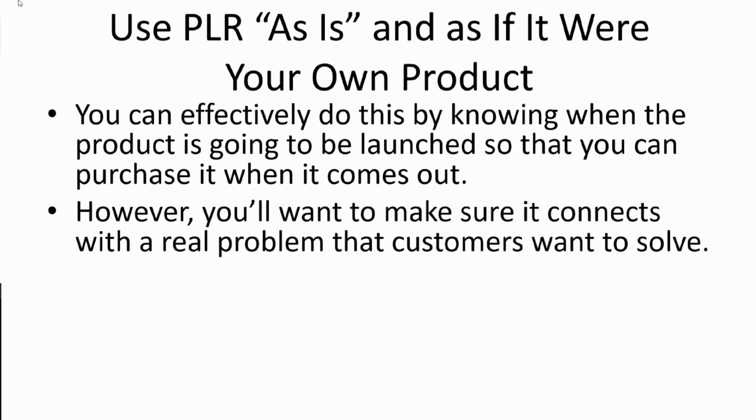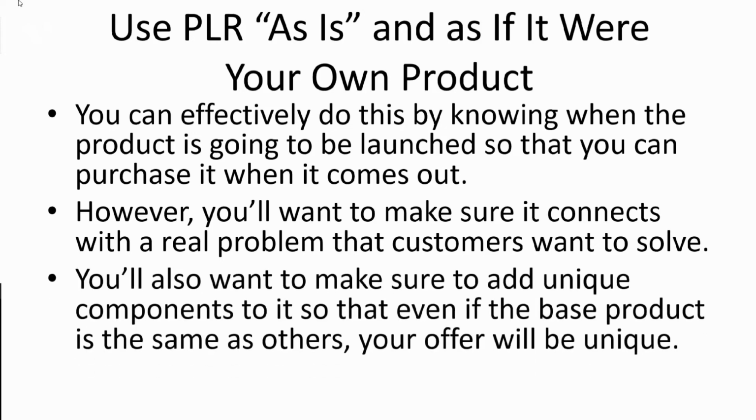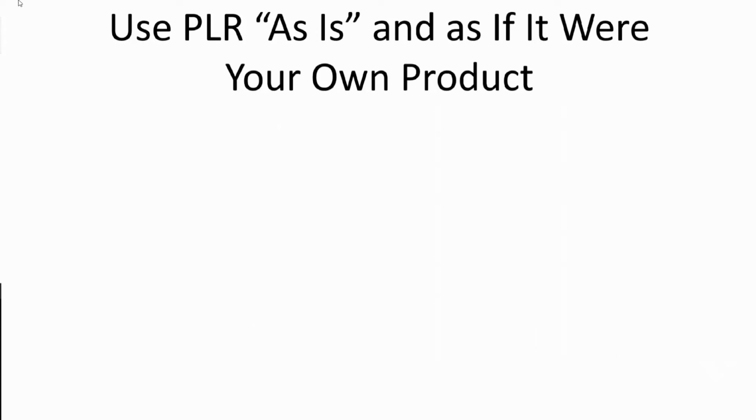Now, obviously, you're going to want to make sure it connects your customers to a real problem that they're having or one that they want to solve. And when you do that, you're going to be tailoring the PLR product to meet a particular need, or angling it or slanting it so that it's talking about something that they really do have an interest in. And to do that, you're going to want to make sure that you're adding very unique components so that even if the base product all by itself is going to be the same as others are selling, your offer is still going to be unique because you're still adding those unique aspects, unique components, and you are pushing it toward a particular problem that you know they're having.